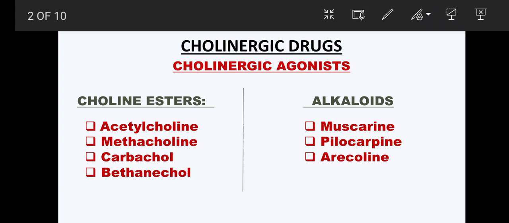So in cholinergic agonists, there are two categories. One is choline esters and another one is alkaloids. Choline esters consist of acetylcholine, methacholine, carbachol, bethanechol, and alkaloids consist of muscarine, pilocarpine and arecoline.